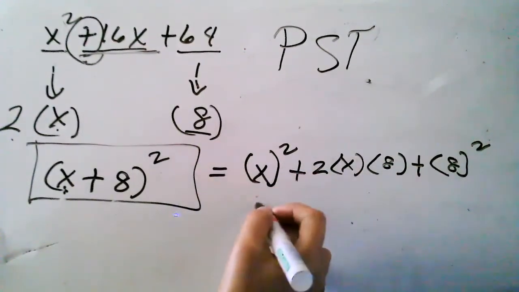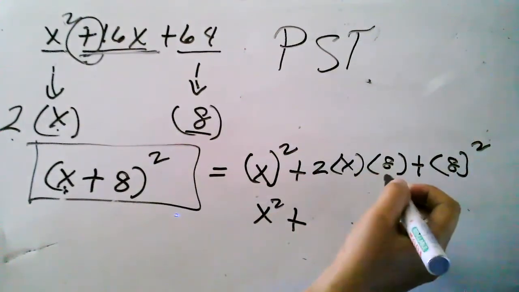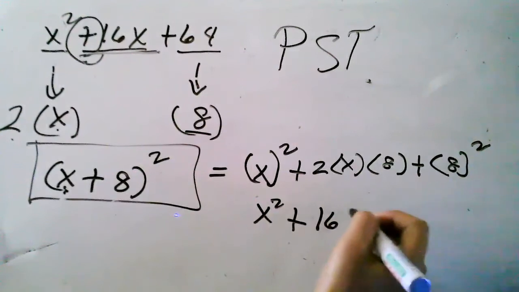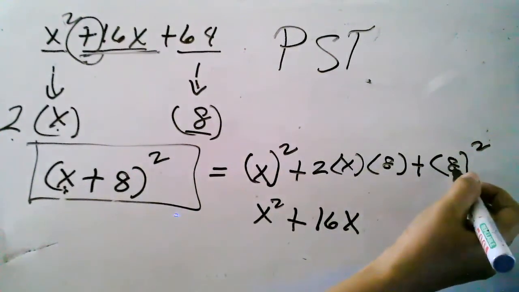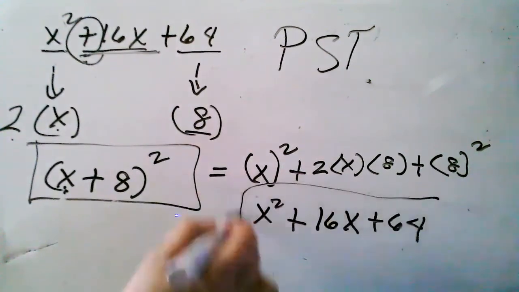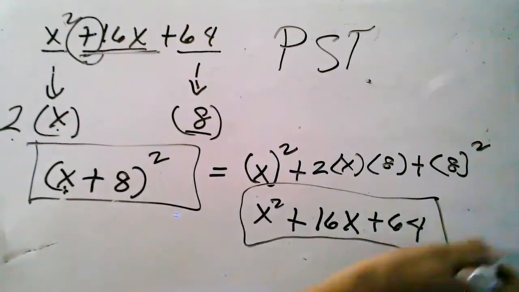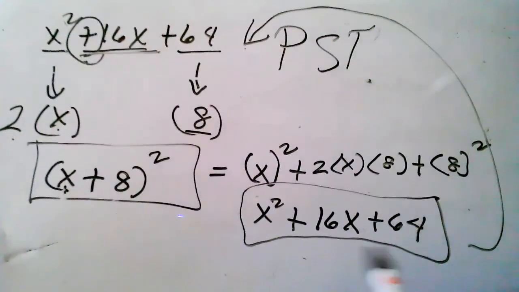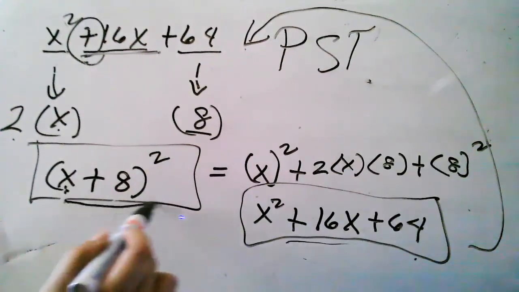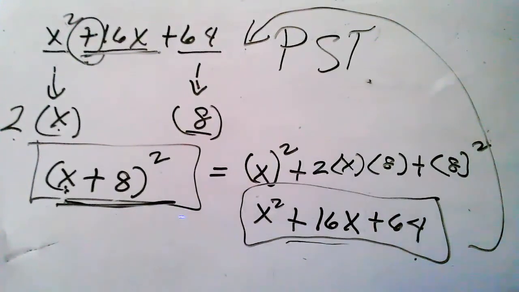Okay, so we have x squared plus 2 times x times 8 is 16x plus 8 times 8 is 64. So we have a perfect square trinomial. All right, so the resulting product is obtained by squaring a binomial. And this is called a perfect square trinomial.